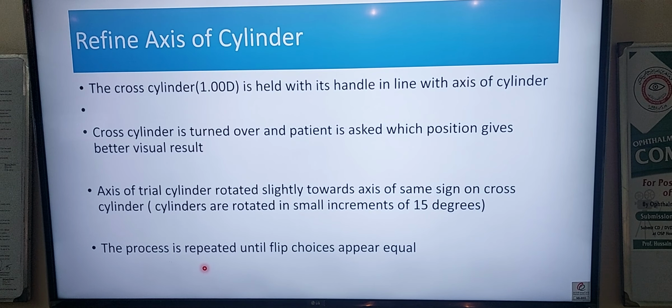Now how do we refine the axis of the cylinder? The cross cylinder of 1 diopter power is held with its handle in line with the axis of the cylinder. The cross cylinder is turned over and the patient is asked which position gives a better visual result. The axis of the trial cylinder is rotated slightly toward the axis of the same sign on the cross cylinder. Cylinders are rotated in small increments of 10 to 15 degrees. This process is repeated until both flip choices appear equal.